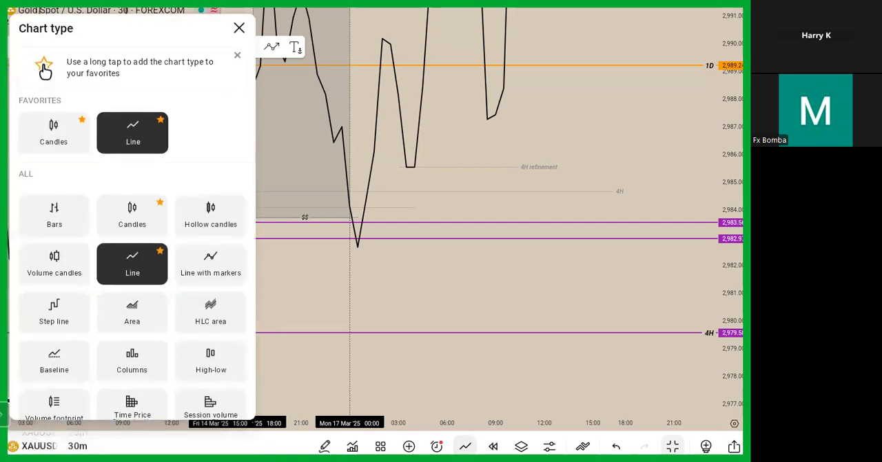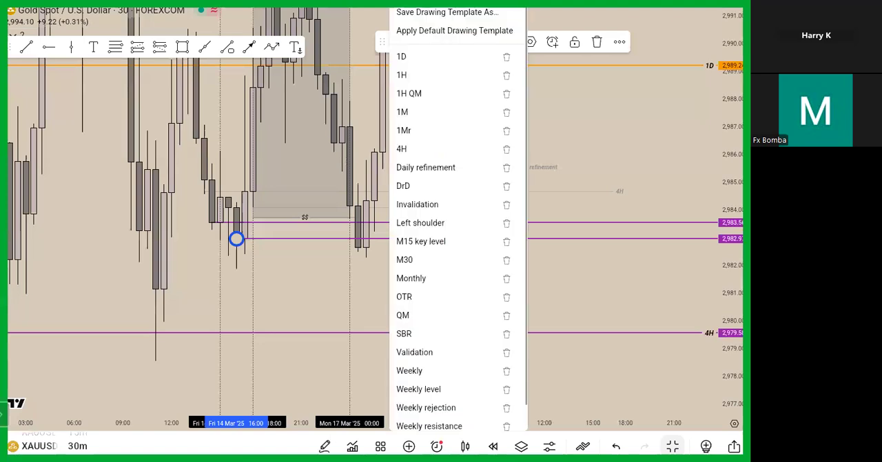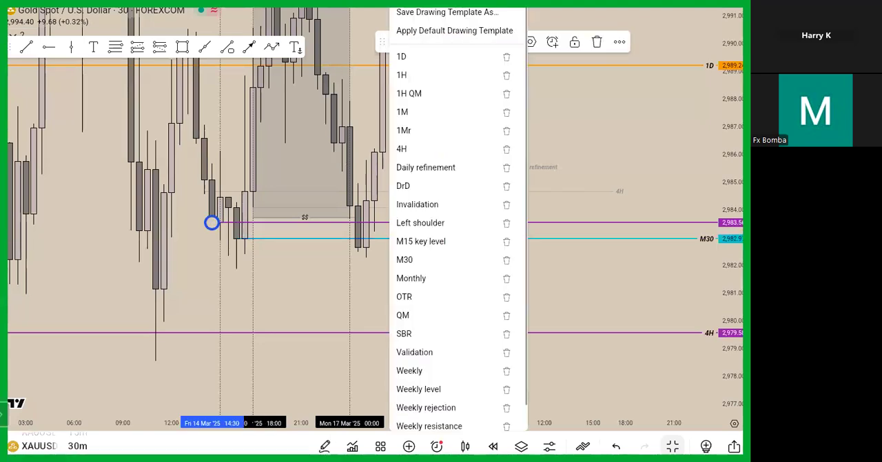Then let's go back to the candlestick chart. Are you seeing that this area had an engulfing candle? This one was a QM, meaning this one was a left shoulder. Meaning these levels were all on M30. That was the left shoulder.